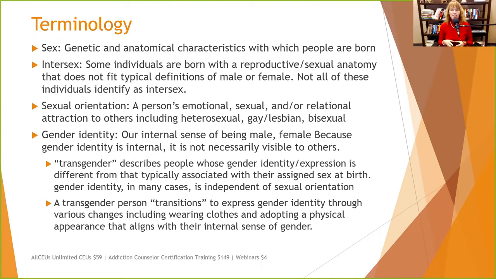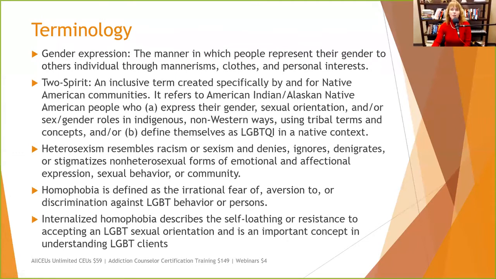Transgender describes people whose gender identity expression is different from that typically associated with their assigned sex at birth. Gender identity, in many cases, is independent of sexual orientation, so you don't want to assume anything. A transgender person transitions to express gender identity through various changes, including wearing clothes and adopting a physical appearance that aligns with their internal sense of gender. So this is a gradual process. They don't just wake up one morning and suddenly change how they're acting or interacting. Some people finally reach that pivotal point and they're like, you know what, I'm going to be true to myself. But for other people, it's a gradual process. Gender expression is the manner in which people represent their gender to others through mannerisms, clothes, and personal interests.